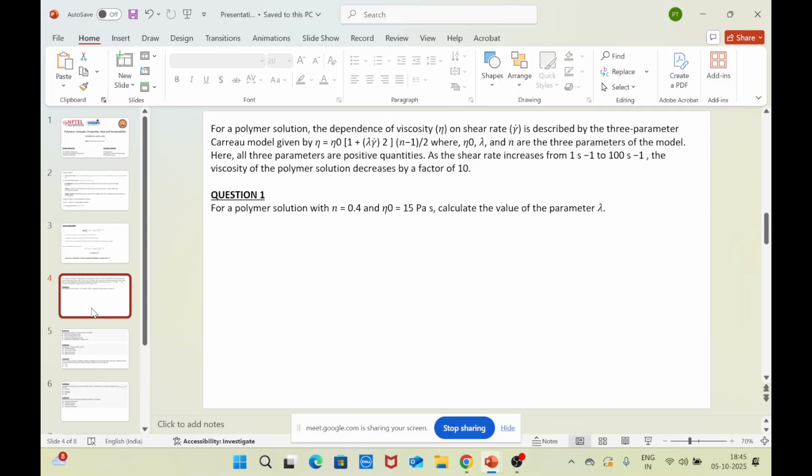Anyone with an answer? Here what you actually need to know is how to use this relation. If your shear rate increases by a factor of 100, viscosity decreases by a factor of 10. Based on this information, you need to substitute the values of eta naught and n, and then you will be able to calculate the value of lambda.